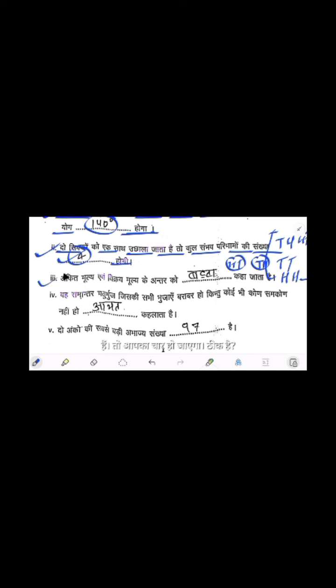Okay, look at the next question. What is the difference between the marked price and the selling price called? It is called a discount. The next question is, what will we call a parallelogram whose all sides are equal but none of the angles is a right angle? We will call it a rhombus. What will we call it, Babu? We will call it a rhombus. Please see the next question.